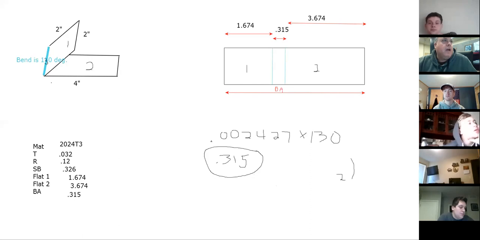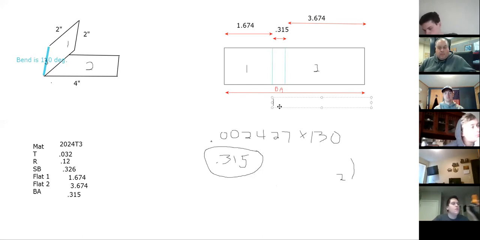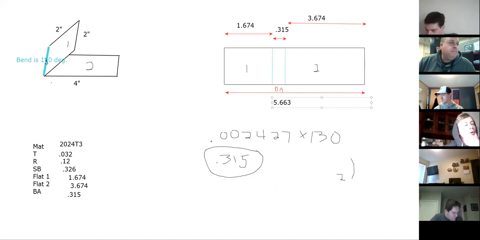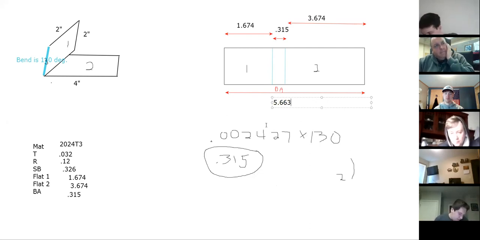Yep. Okay, so what would the total be if we take flat 1, this bend allowance, and then flat 2? What would that total figure be? 5.663. 5 point what? 663. Yep. Sure, I'll agree with that. If anyone disagrees with that number, let me know, but it looks like it's okay.